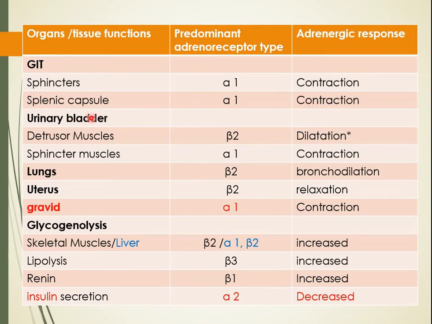What happens to the urinary bladder? The detrusor muscle is relaxed, so accommodation for urine will be increased, whereas the sphincters have alpha 1 receptors, so contraction of the sphincter will help you in retention of urine, which is needed because the person is in fight and flight mechanism.